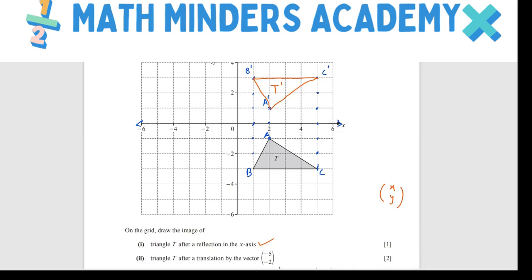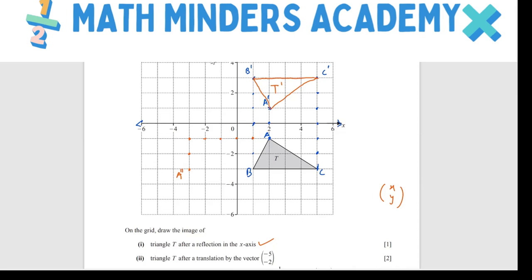So what we are going to do now, we take the point A, we take 5 steps back to give us that translation of -5, and then we are going to take 2 steps down. So we take 1, 2, 3, 4, 5, then 1, 2, all right? So we have A double prime, which is the image of A after translation by the vector (-5, -2).